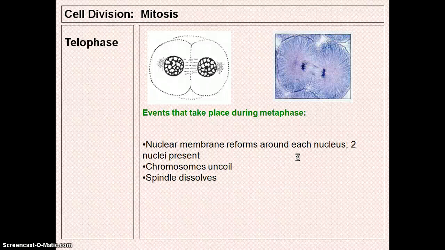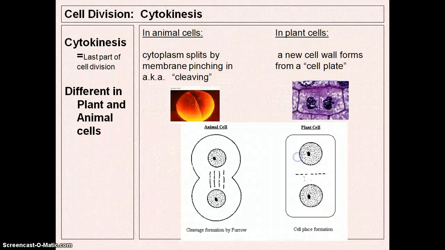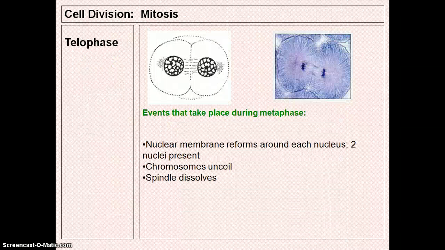Everything that happened in prophase, go back, flip your paper over, look, it's just going to be the opposite. So the nuclear membrane reforms, the chromosomes uncoil, and the spindle fibers dissolve. And then last but not least, after mitosis, so technically, go back for a second, we have 2 new nuclei right here, and so technically mitosis is over.